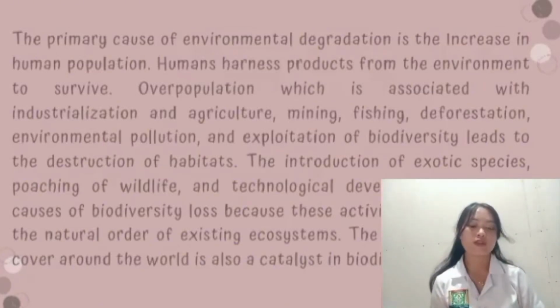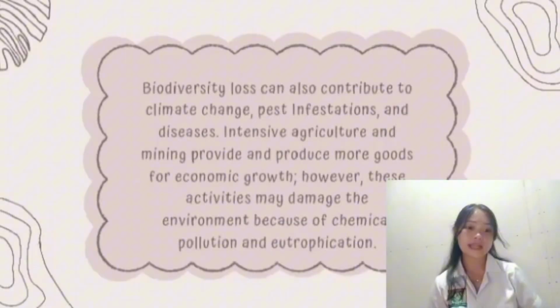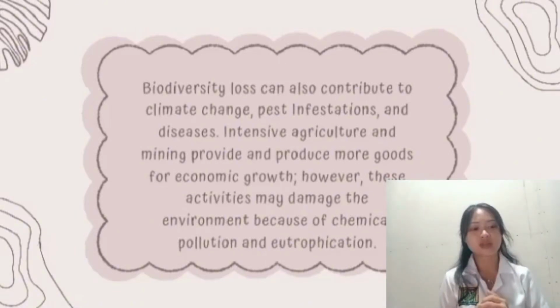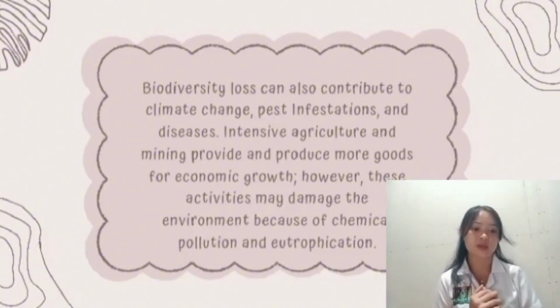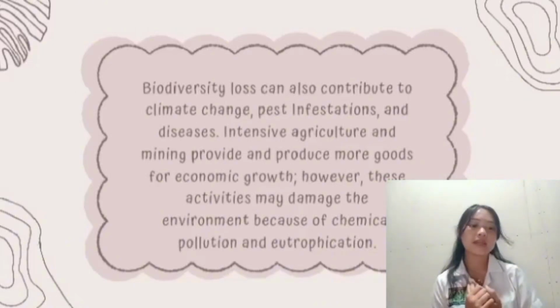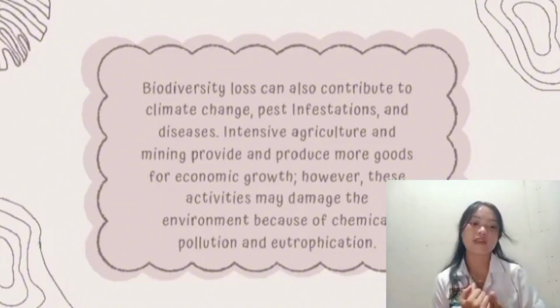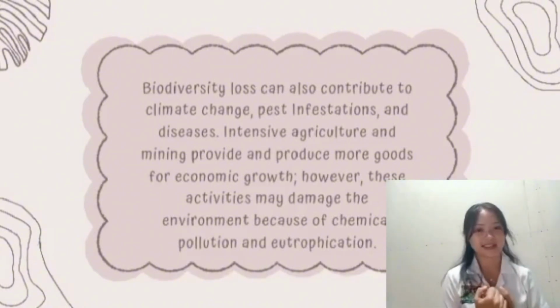So, when we lose plants and animals, it hurts the Earth in many ways. It makes climate change worse, allows pests and diseases to spread more easily, and can even harm the air and water we need to survive. Farming and mining can also cause problems if we're not careful because they can pollute the environment with chemicals.